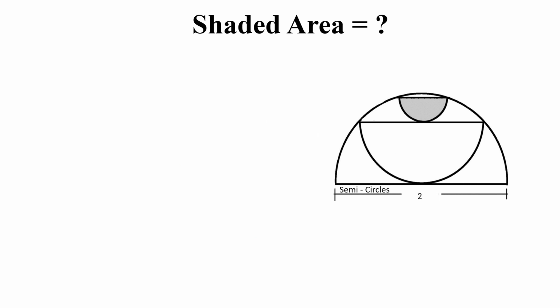The question is, we have three semicircles and the diameter of this large semicircle is 2. We have to calculate the shaded area of this small semicircle. How can we solve this?